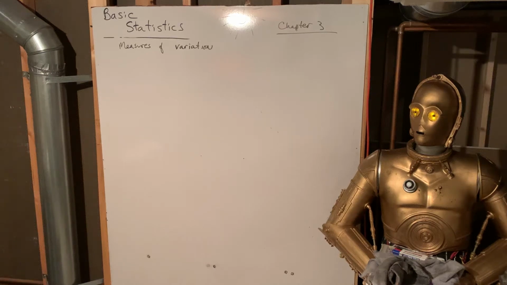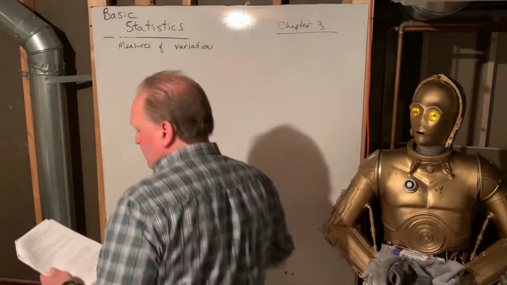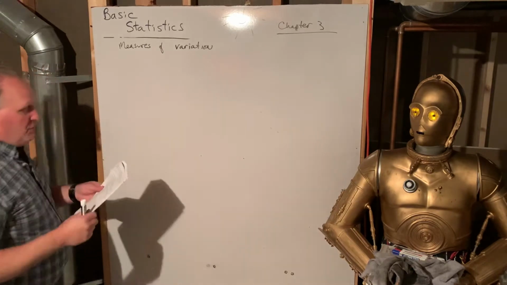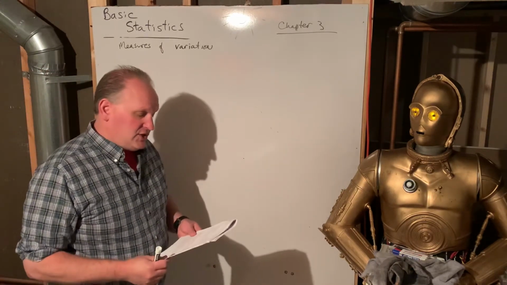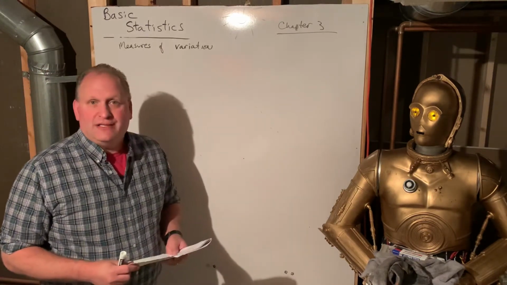All right, we're back. This is basic statistics. We're looking at chapter 3. We're doing 3.2, measures of variation. So that's how varied the data is.